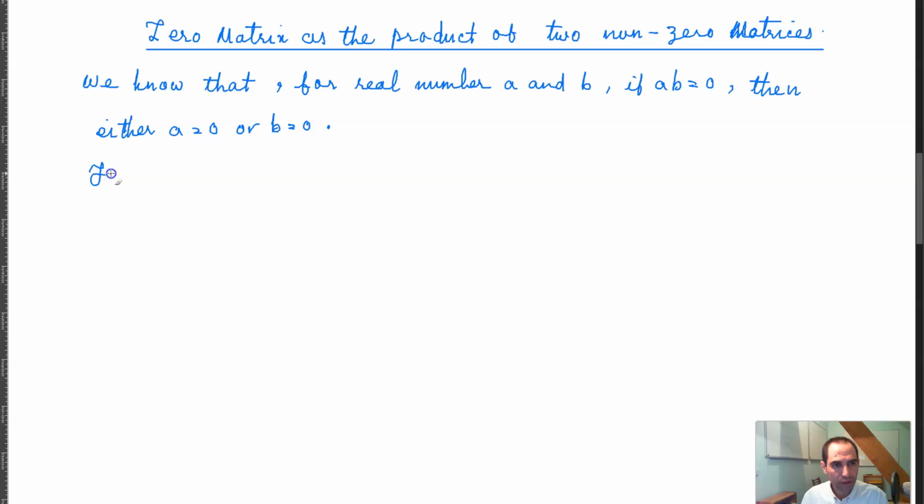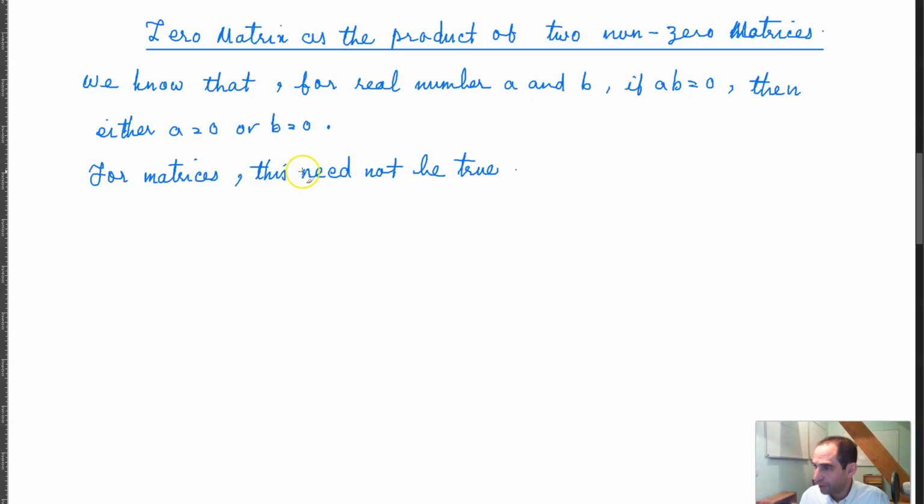Now for matrices, this need not be true. Meaning that for matrices, this is not necessarily true. Meaning that you could have two matrices whose product might be a zero matrix, but none of those matrices is a zero matrix, right?